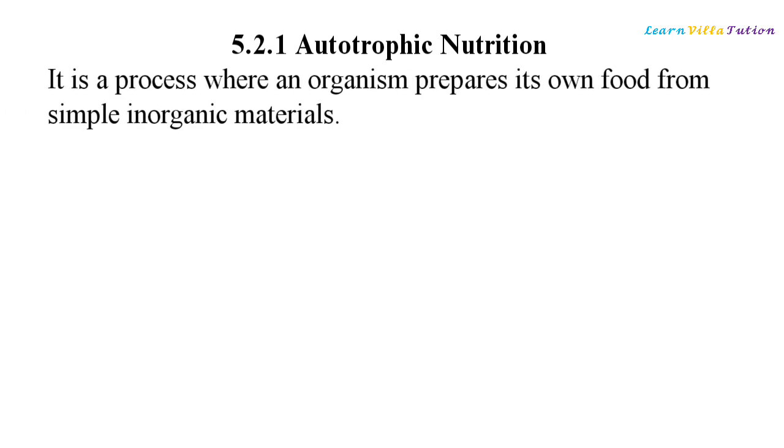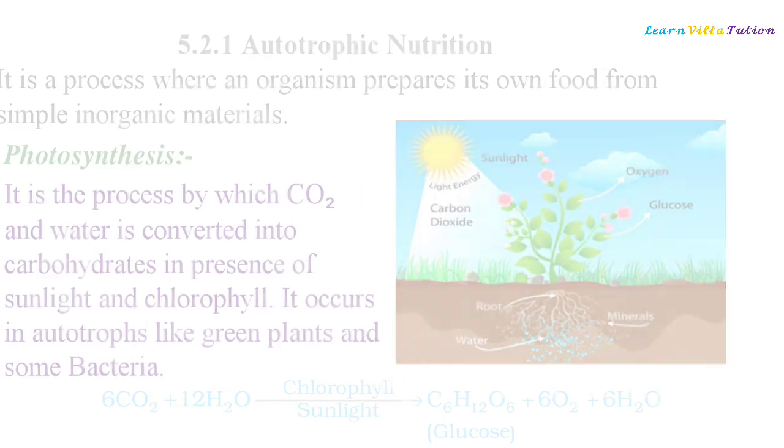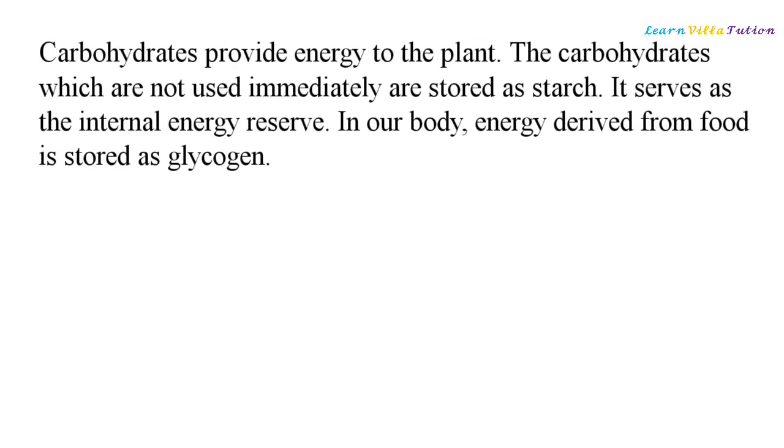Autotrophic nutrition. It is a process where an organism prepares its own food from simple inorganic materials. Photosynthesis. It is the process by which carbon dioxide and water are converted into carbohydrates in the presence of sunlight and chlorophyll. It occurs in autotrophs like green plants and some bacteria. Carbohydrates provide energy to the plant. The carbohydrates which are not used immediately are stored as starch. It serves as the internal energy reserve.